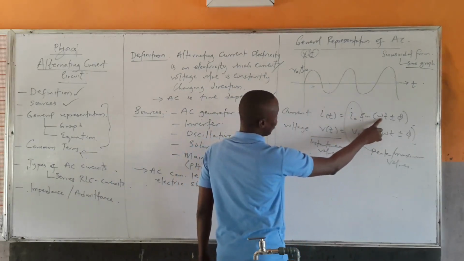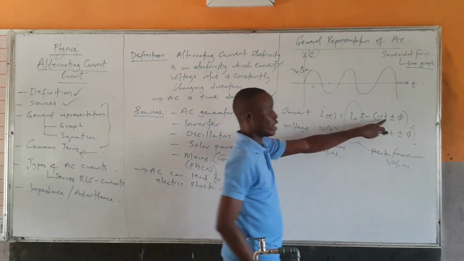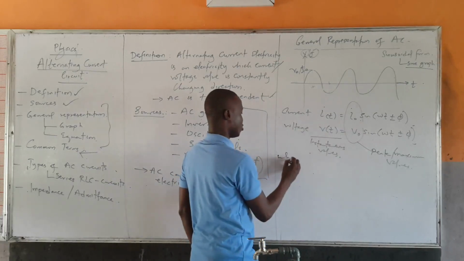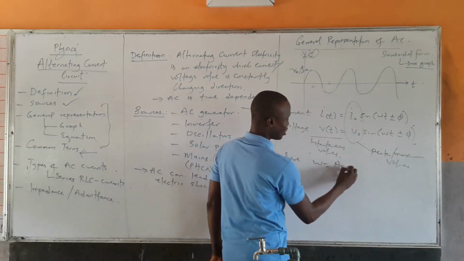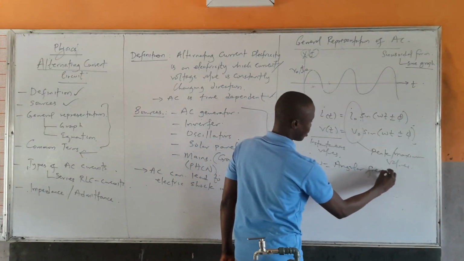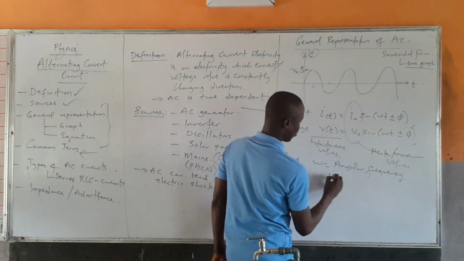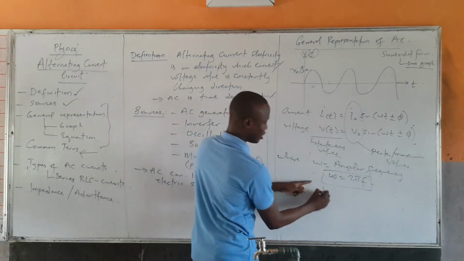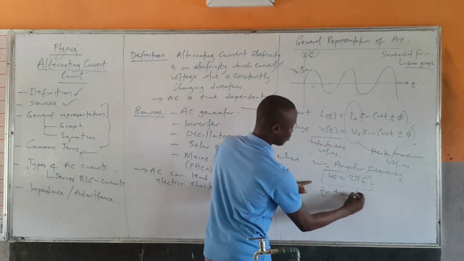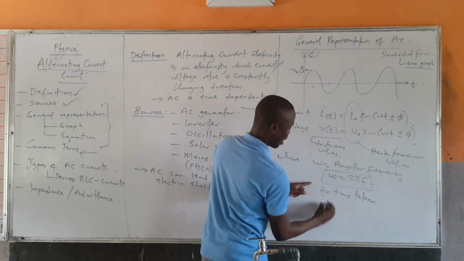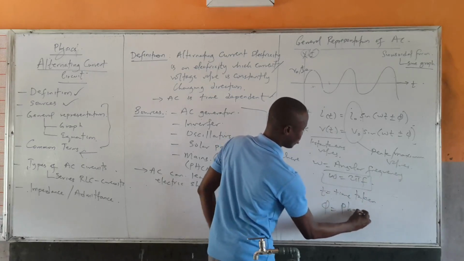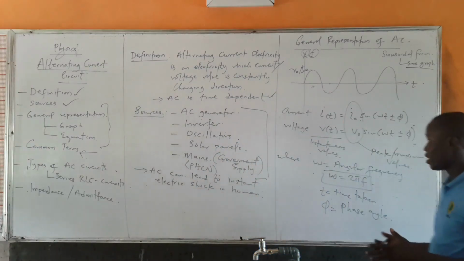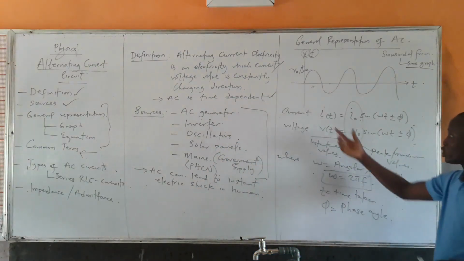This is the angular velocity or the angular frequency. This is the time. And this is the phase difference. Here, omega is the angular frequency. Angular frequency, of course, we all know is 2 pi f. Then t is the time taken, and phi is the phase angle. All these tell us the instantaneous value of the voltage or the current.